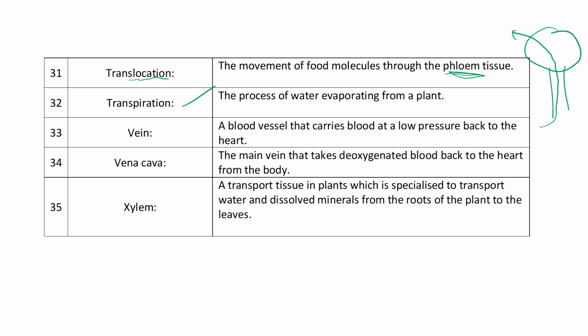A blood vessel that carries blood at low pressure back to the heart, the vein. The biggest vein in the body, deoxygenated blood back to the heart from the body, vena cava. A transport tissue in plants specialised to transport water and minerals from the roots up the plant. So literally up the plant is the xylem.